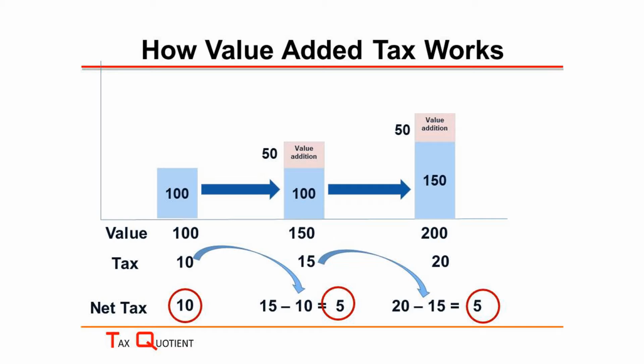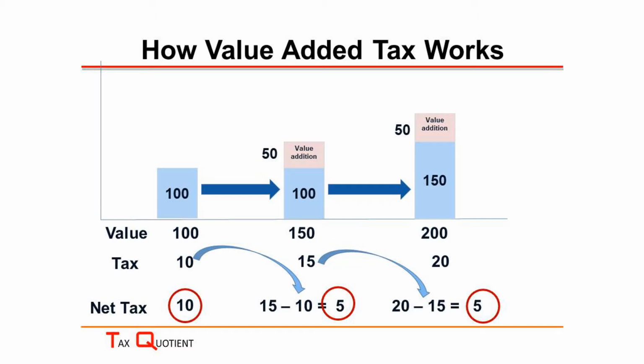So, when the tax rate of 10% is applied on each of these stages, the tax payable becomes 10, 15 and 20 respectively at these 3 stages. This is the levy part. Now, we come to the refund part or the credit part. The tax amount of 10 paid at the first stage is refunded by way of credit at the second stage. Thus, the net payable tax at the second stage is 15 minus 10, which is 5. Exactly in the same way, the tax amount of 15 payable at the second stage is refunded at the third stage. Thus, the net tax payable at the third stage is 20 minus 15, which is again 5.